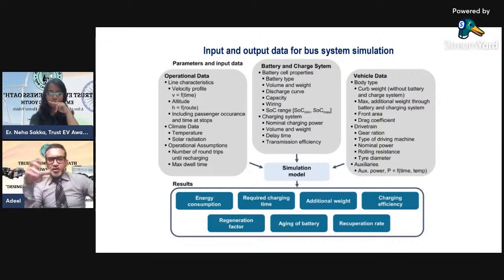As I said before, when you put in a bus system simulation, you need to keep all these factors in mind. Then you put all these factors into a simulation model to produce the results. So when you produce the result, your results would have energy consumption, required charging time, additional weight, charging efficiency. These are all leading you to the battery management and the designing of the electric vehicle battery system. These are the input and output factors, and I know it's a lot and difficult.